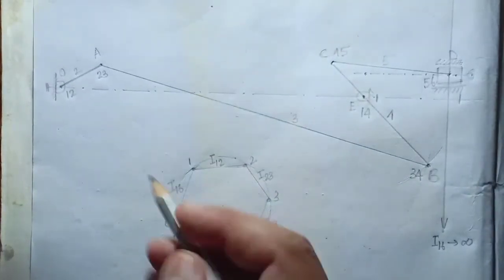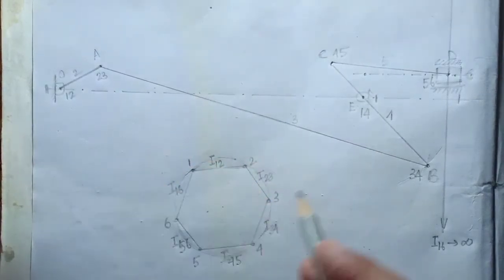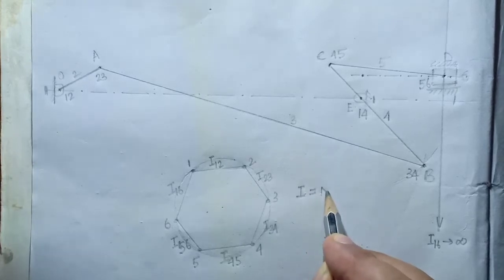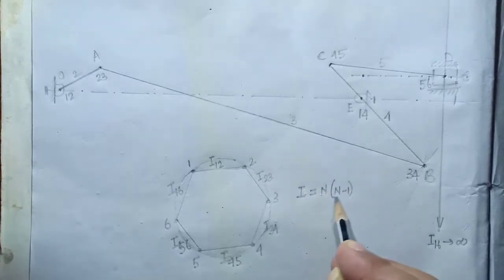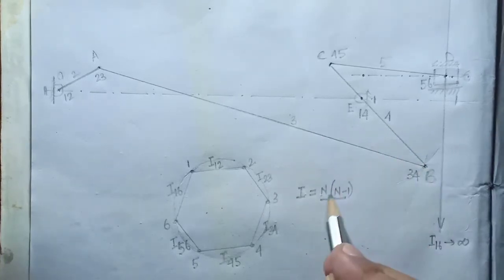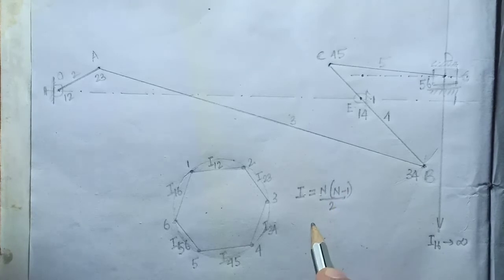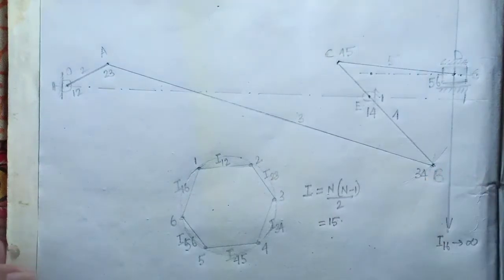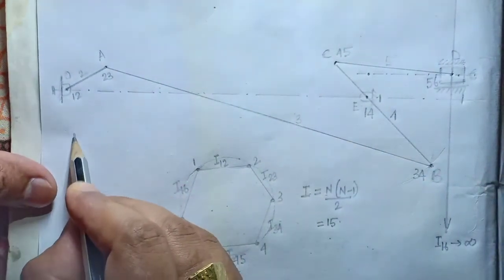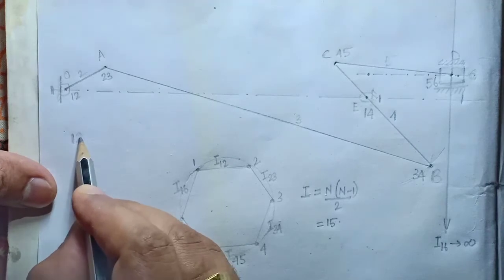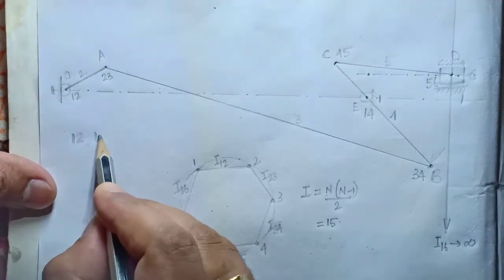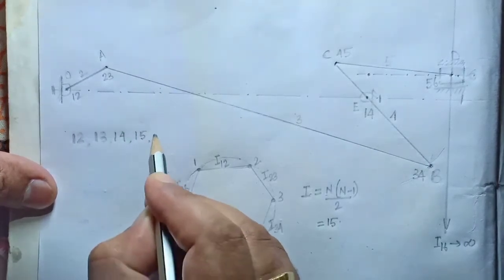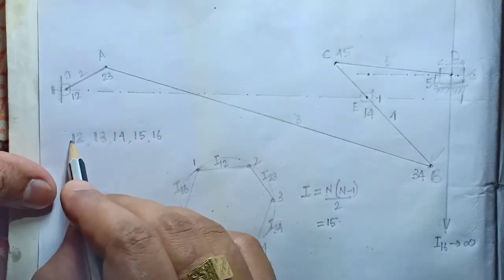So now, we have a formula to find the number of instantaneous centers of a mechanism. I equals n, the number of links, into n minus 1, divided by 2. We have 6 links, so 6 into 6 minus 1, which is 5, divided by 2, will be 15. Correct? How can we memorize it? Starting from link 1: link 1 and link 2 give I12, 1 with 3 I13, 1 with 4 I14, 1 with 5 I15, and 1 with 6 I16.